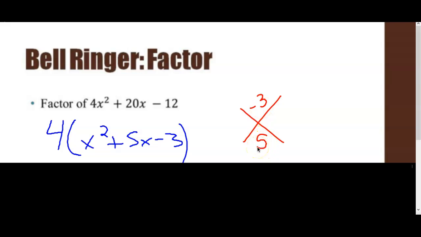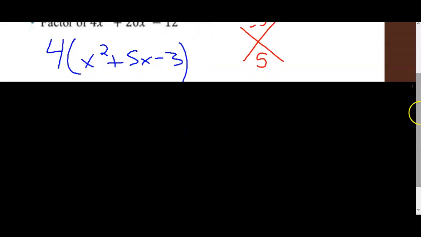Well, there are no factors of -3 that sum to 5, because the only factors of 3 are 3 and 1. And no matter what way you multiply them, you will not get 5. So in number 1, we are done. The only way to factor that is to factor out a GCF.